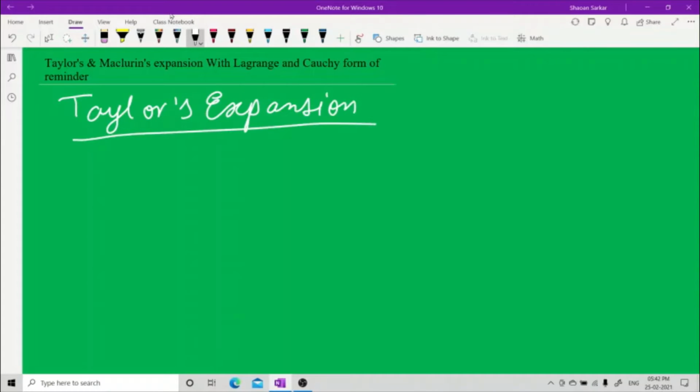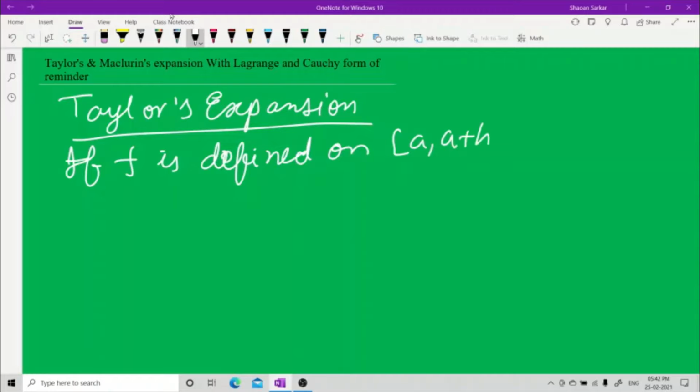Now here, the first is if f is defined on [a, a plus h]. That means this is a, this portion is the right side of a and this is the left side of a. I am defining it here.